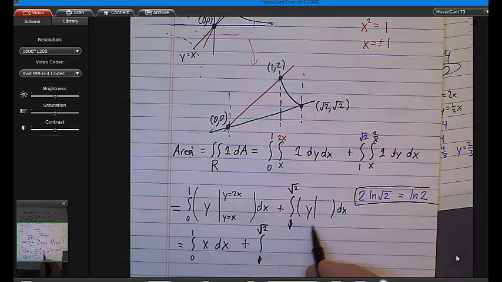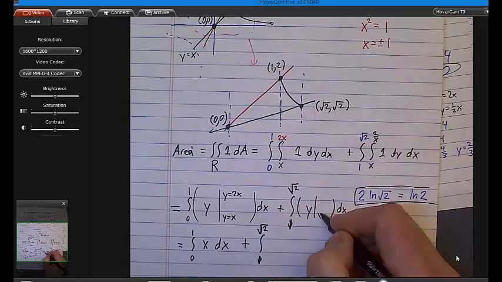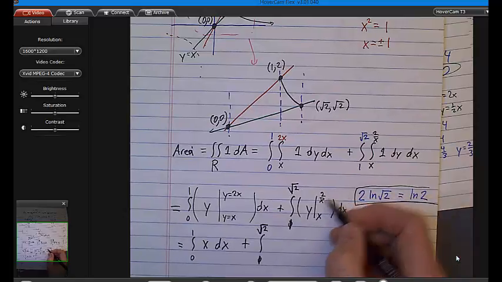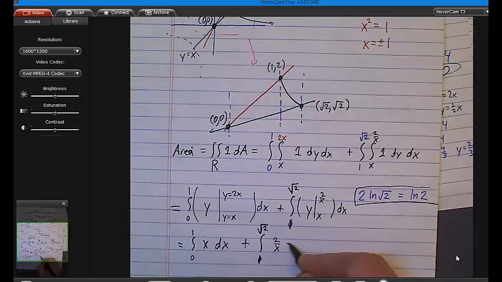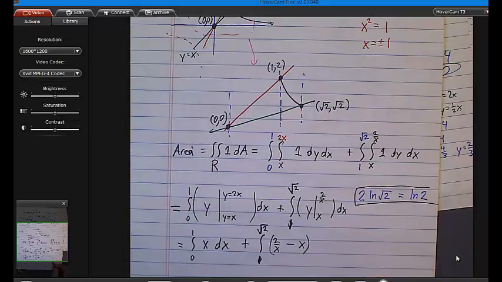And what goes in here? We're going from x to 2 over x, right? So that won't come out quite as nicely. Maybe I'll write it as 2 over x minus x, and I'll just leave it that way. Okay, dx.